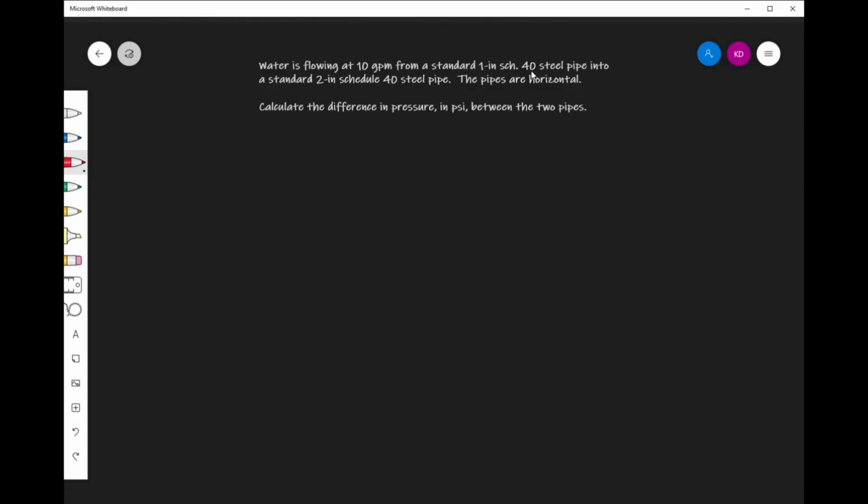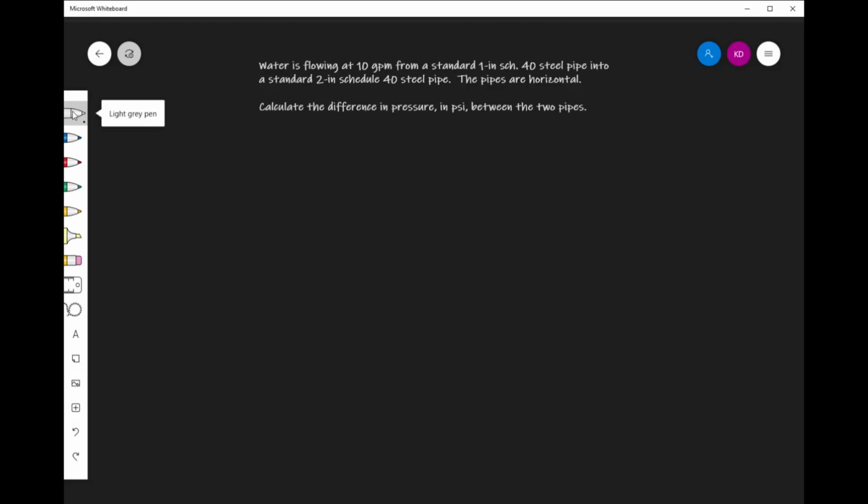This problem is an application of Bernoulli's equation. Let me start by reading the statement of the question. Water is flowing at 10 gallons per minute from a standard 1-inch Schedule 40 steel pipe into a standard 2-inch Schedule 40 steel pipe. The pipes are horizontal. Calculate the pressure difference in PSI between the two pipes.